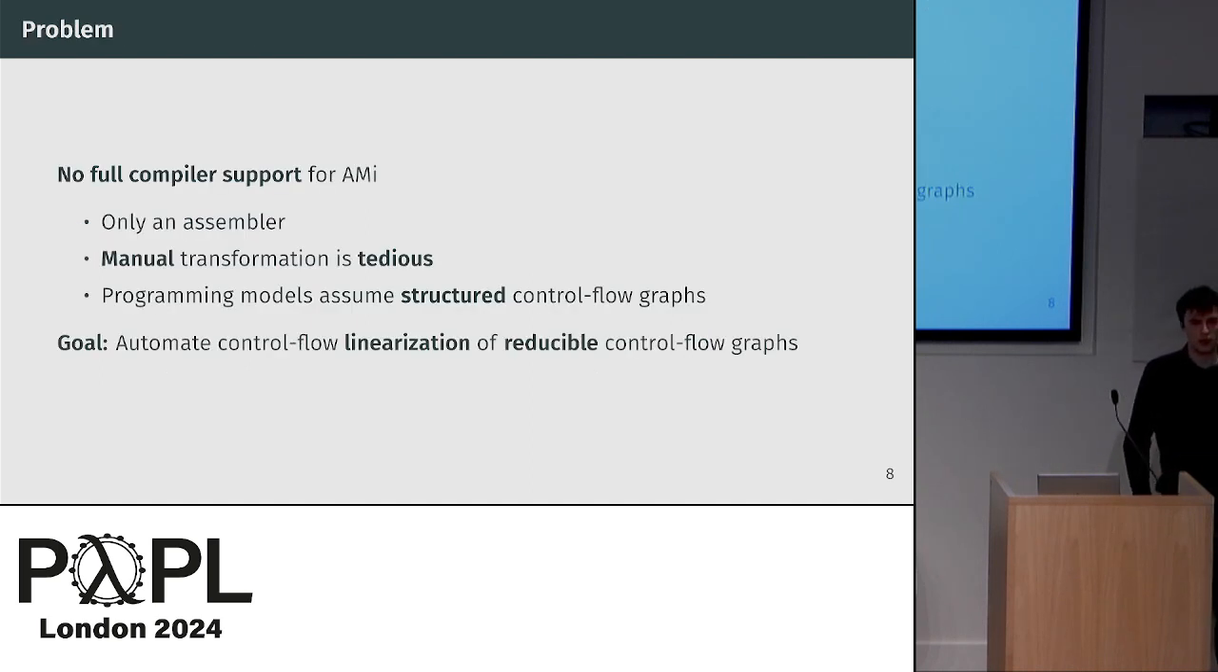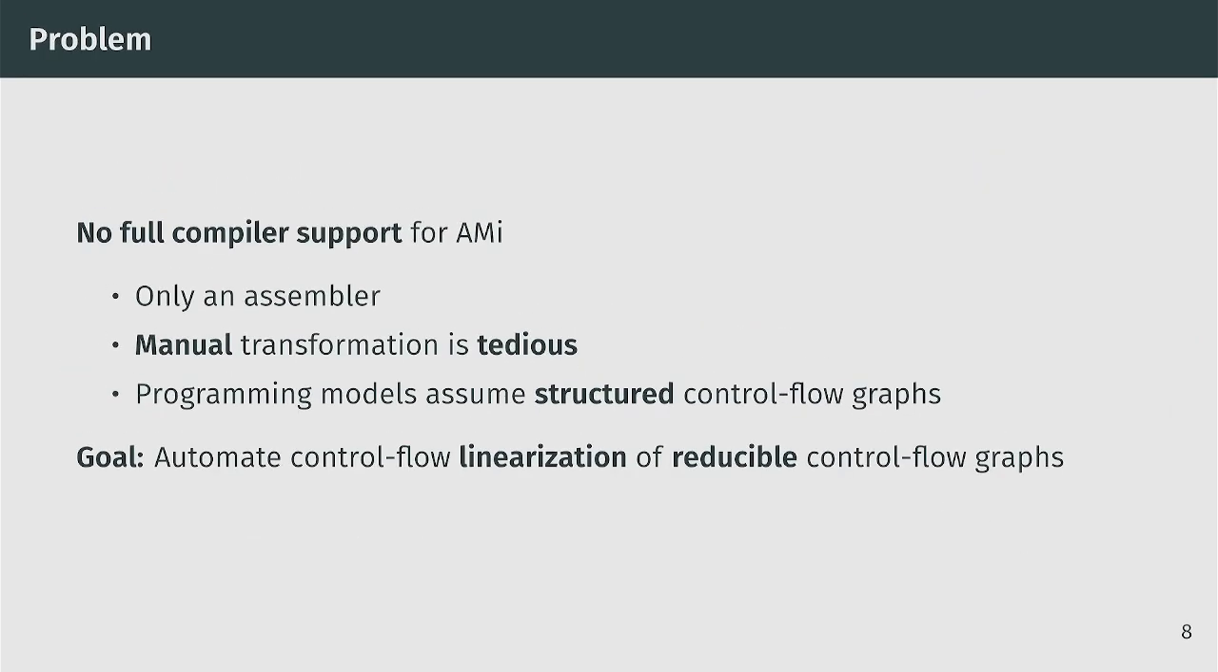Unfortunately, the authors of AMI don't have full compiler support. They only provide an assembler. So all transformations to the code have to be done manually, which is quite tedious. Furthermore, their programming models assume structured control flow graphs, like the one on the previous slide, and they don't generalize well to other kinds of control flow that you would commonly encounter during compilation.